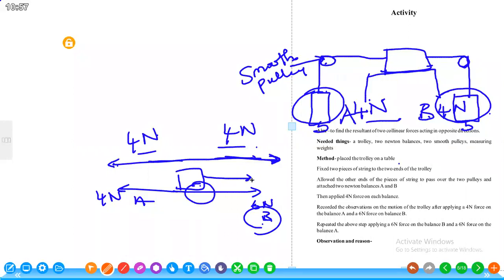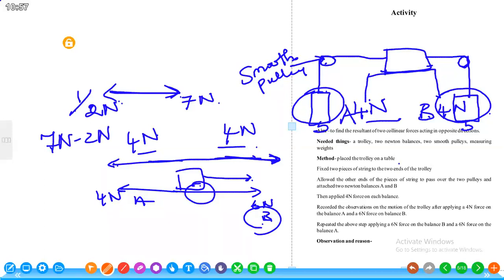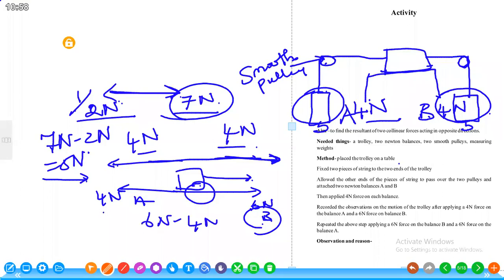How do we find the resultant force here? When the forces are acting in opposite directions, you should consider which side has the higher force, and subtract the other side from it. For example, here 7 Newton acts and here 2 Newton acts. What is the resultant force? When forces act on opposite sides, the resultant force is 7 Newton minus 2 Newton, which is equal to 5 Newton. Subtract the lower value from the higher value and mention the direction, the direction of the higher value. So here, 6 Newton minus 4 Newton is equal to 2 Newton, and the direction is towards B: the trolley moves towards the B direction.